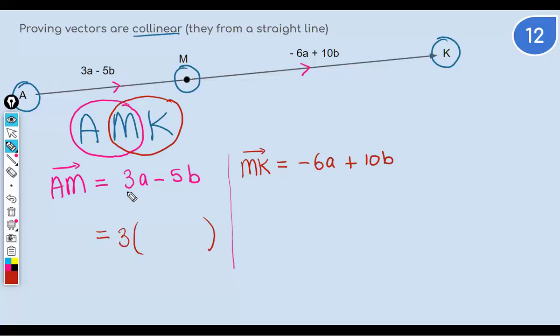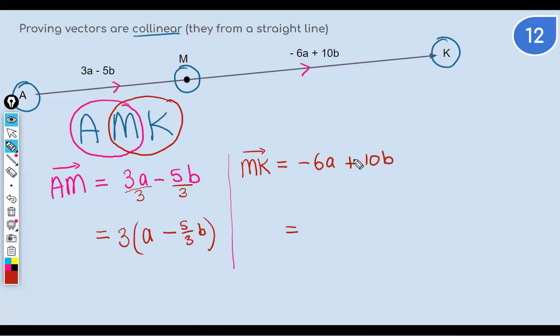If we pull out 3, that means we're secretly visiting everybody here and dividing them by 3. 3 divided by 3 is 1. You will get A. And I'm going to leave this as 5 divided by 3, because 5 divided by 3 will give us 1.666666. I don't want to put that. So I'm going to leave it as a fraction. And all you have to do is factorize the other one also.